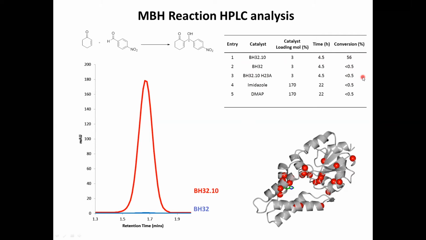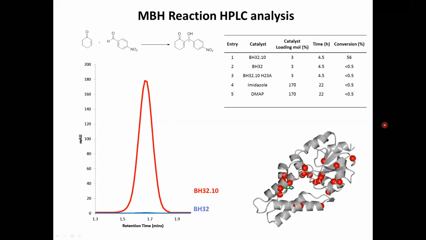which is important. And just to benchmark your catalyst against small molecules, imidazole and dimethylaminopyridine are two of the most famous small molecule catalysts from the Morita-Baylis-Hillman reaction. And what you can see here is that even at very prolonged reaction times and very high catalyst loadings, even super stoichiometric loadings, you can see almost 0.5% conversion. So you can see that we've generated a really potent catalyst for this reaction.